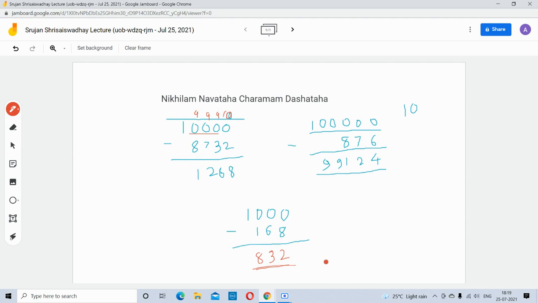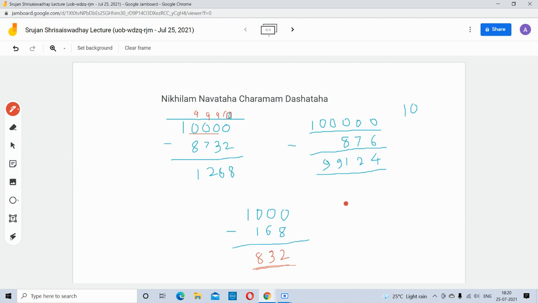So without any calculator, you can do such calculations with the help of Nikilam Navata Charamam Dashata. This is the sutra we are going to use for the subtraction method, and this is useful in many applications. Okay, so now you do it.